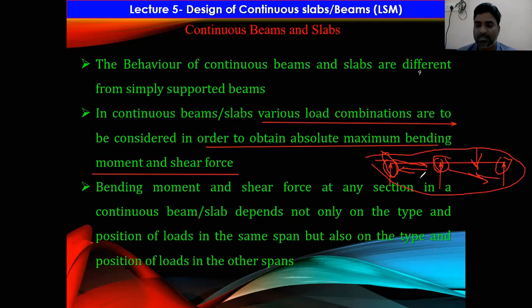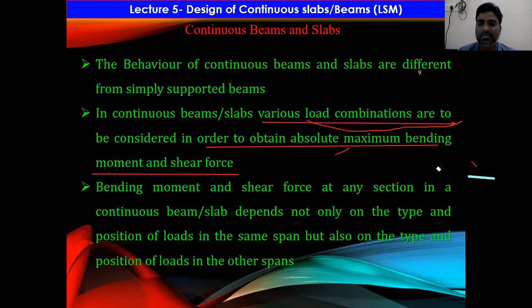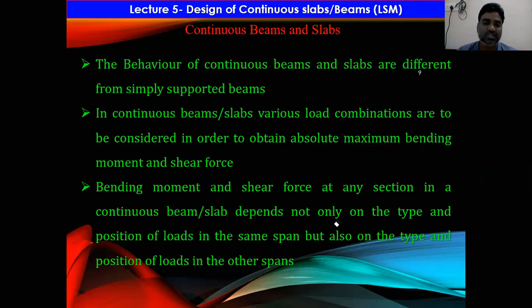So the maximum bending moment and shear forces depend upon the load combinations considered in order to obtain the absolute maximum bending moment. That means whether it is dead load or live load. Suppose you consider dead load here and dead load plus live load here, that is another case. Or dead load plus live load here, and only dead load here. So there are different categories of combinations of loads. Based upon your consideration, the maximum bending moment and shear forces will change.